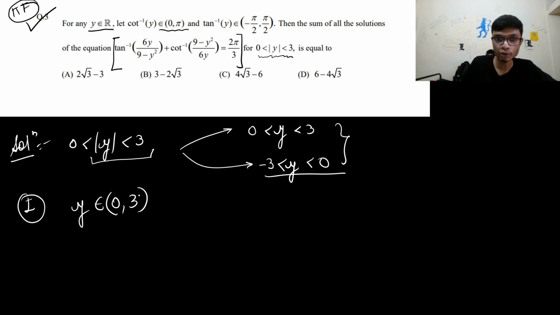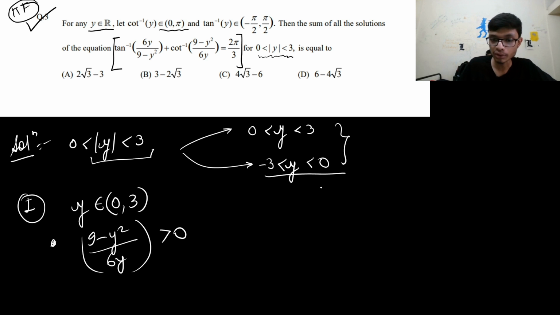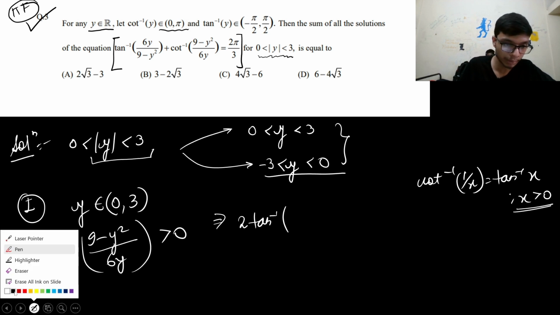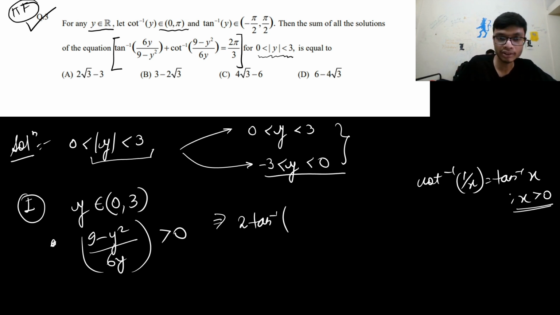If y belongs from 0 to 3, then the value 9 minus y square by 6y will be a positive quantity. And we know that cot inverse of 1 by x is equal to tan inverse of x when x is a positive number. If we apply this result, we get 2 times tan inverse, because 9 minus y square by 6y is the inverse of 6y by 9 minus y square.